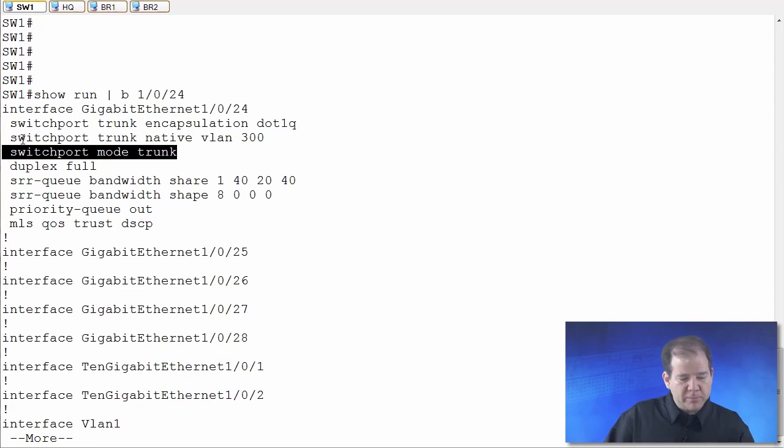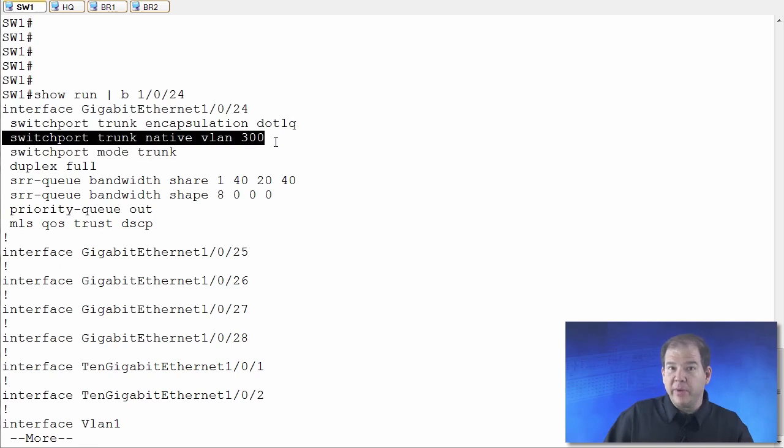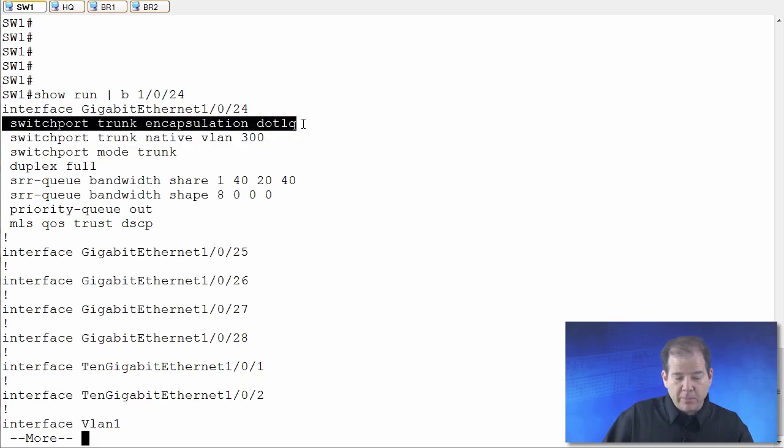Also, notice I'm specifying my native VLAN. I'm saying the native VLAN is VLAN 300. That needs to match on the router's configuration. Also, notice that I'm hard coding the encapsulation type. We could run ISL as our encapsulation type on this port. We could run .1Q. We want to be running .1Q for this router on a trunk configuration typically, but let's make sure that it matches on the router side as well. And let's go over to the router.